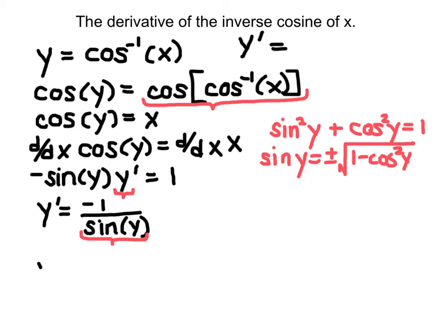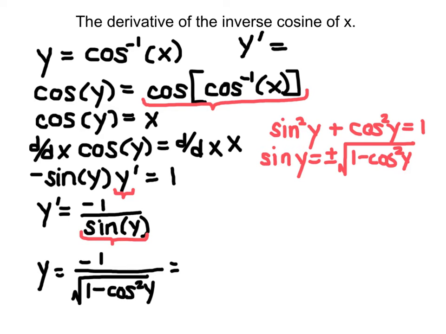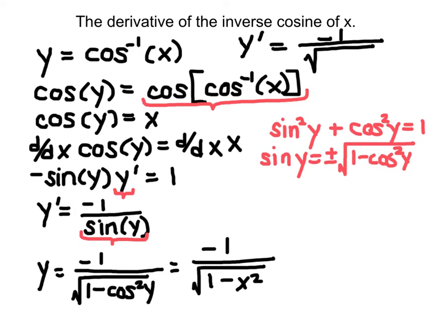And we end up with y prime is equal to negative 1 over the square root of 1 minus the cosine squared y. And we know that the cosine of y is x, therefore this is equal to negative 1. We're going to substitute in an x for the cosine of y, and we get the square root of 1 minus x squared, and there we have it. The derivative of the inverse cosine of x is negative 1 over the square root of 1 minus x squared.